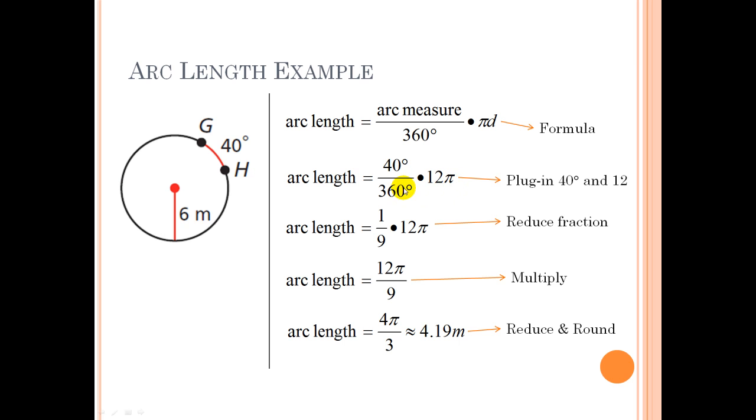I simplify the 40 over 360 to get 1/9. So 1/9 times 12 pi gives me 12 pi divided by 9. It's the same thing. And then I reduce that to 4 over 3, so 4 pi over 3. Multiply that out, I get about 4.19 meters. So that means my arc is about 4.19 meters long. It's 40 degrees, but it's 4.19 meters. Okay, so that's arc length.